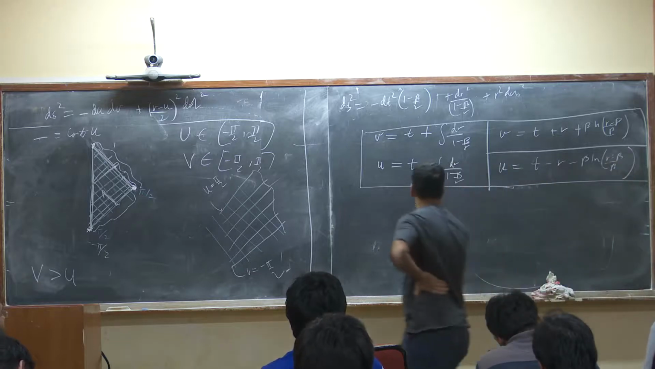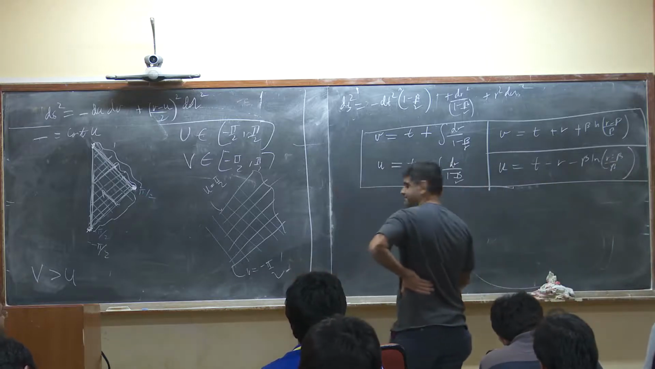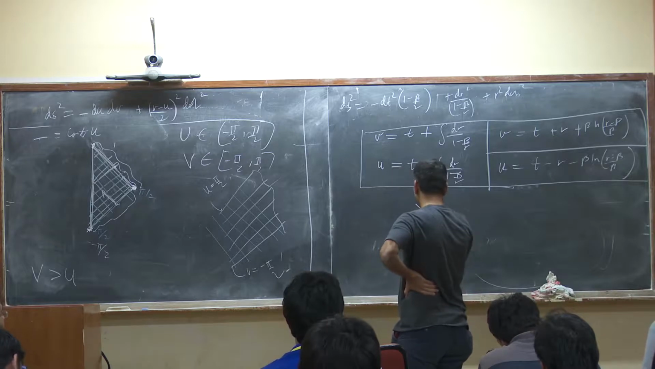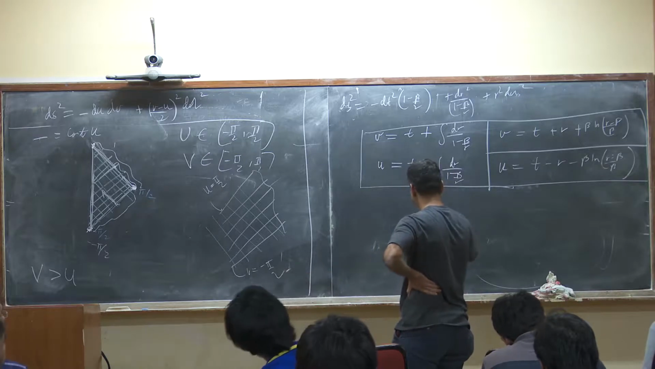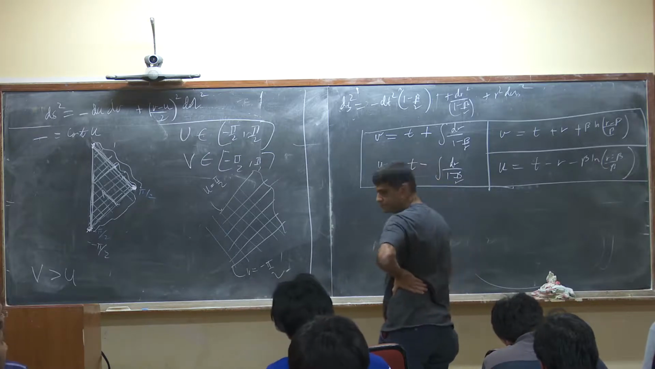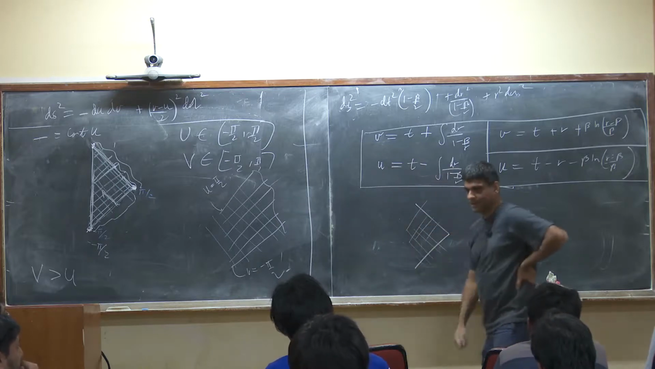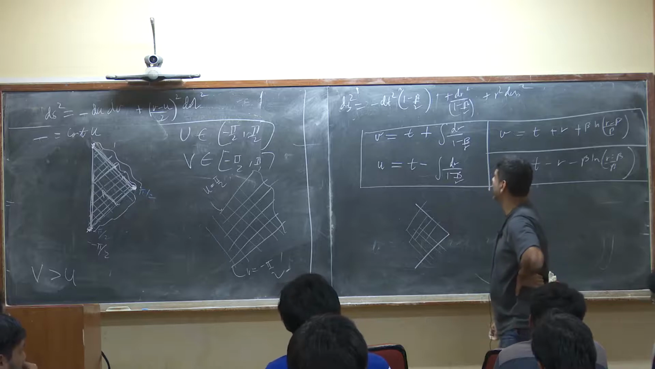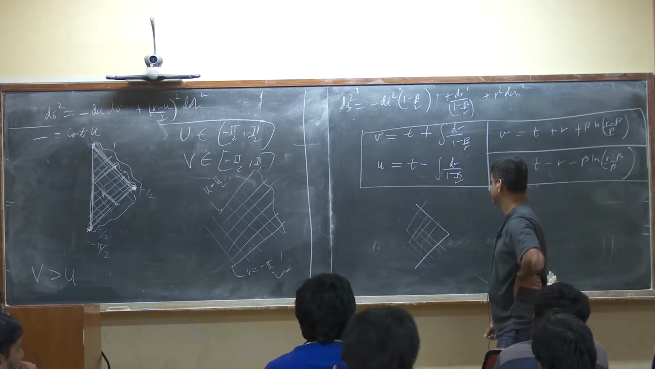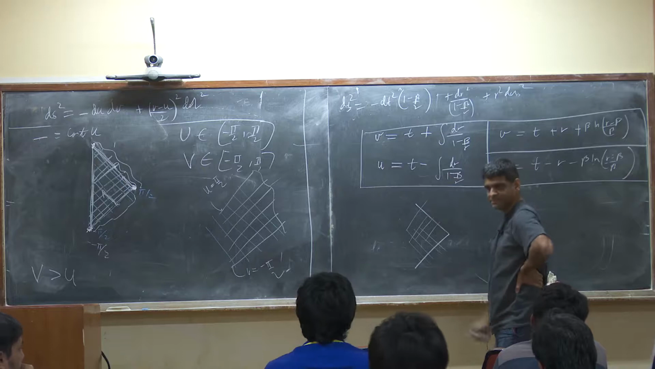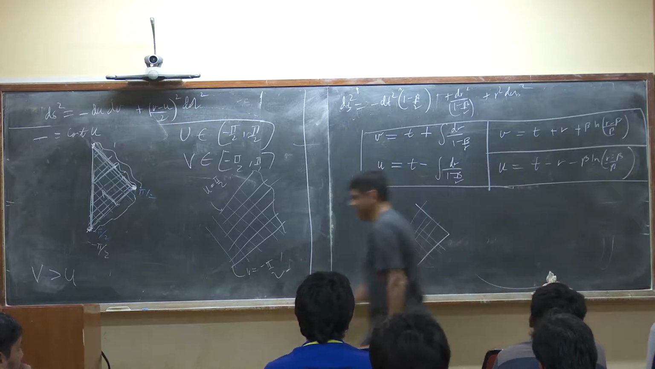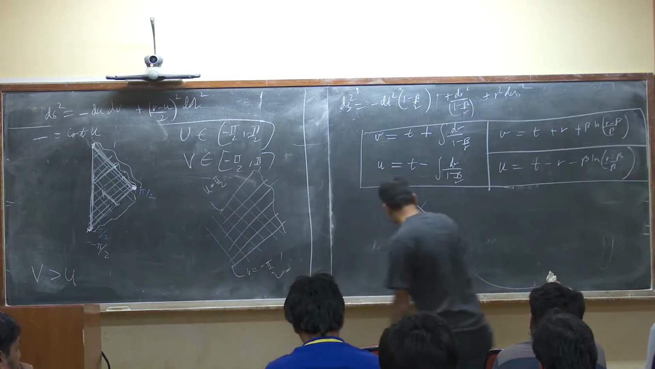What were lines of constant u? Well, as r increases, t increases, those were these. What were lines of constant v? As r increases, t decreases when v is constant. I'll draw these in blue.